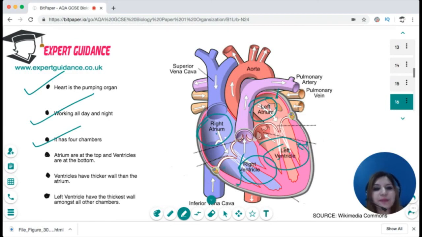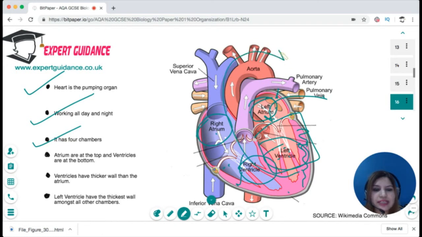And as compared between left ventricle and right ventricle, the left ventricle has to send the blood to all parts of the body. So it has to send the blood at a very high pressure. So it has the thickest wall. Okay, and then the left atrium receives the blood from the pulmonary vein. It goes to the left ventricle. The left ventricle sends the blood to all parts of the body.